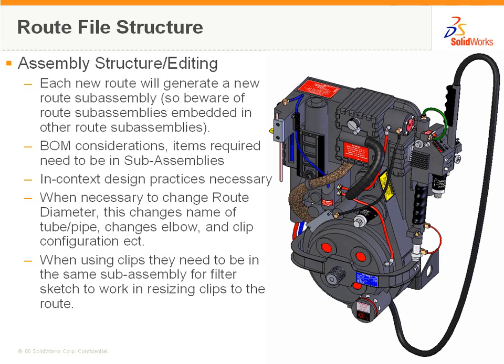If necessary to change the size of a route, this will update the names of the pipes and the tubes. It'll change the elbow and clip configurations as well. When using clips, they need to be in the same subassembly in order for the filter sketch to resize the clip based on the route.